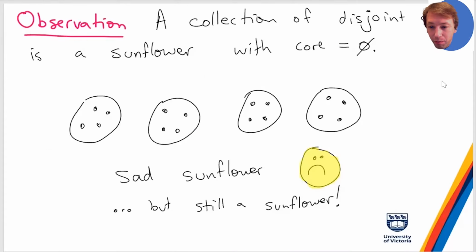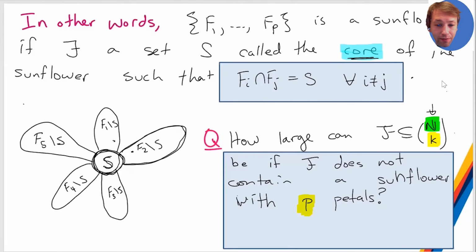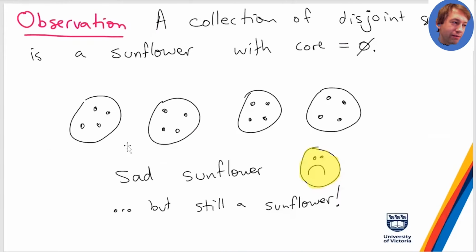This problem would be, the answer would be infinity if you think about it. What if I just take a bunch of disjoint sets, right? Disjoint sets of size k. It doesn't really look like this picture of a sunflower, right? But it's still a sunflower. It's just a very sad sunflower where all the petals have been ripped off the core in some sense. The core is empty. So if you have a collection of disjoint sets, that counts as a sunflower. It's just a sunflower where the core is the empty set.